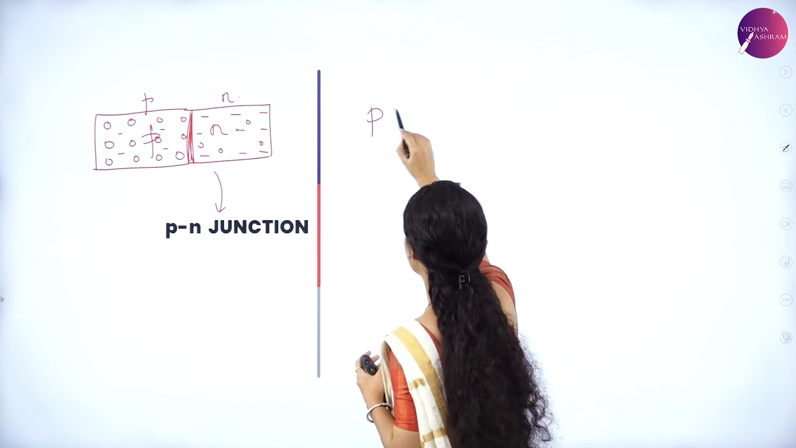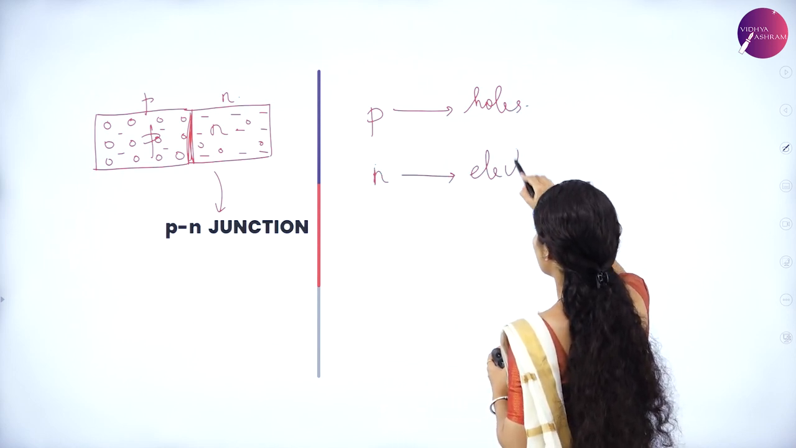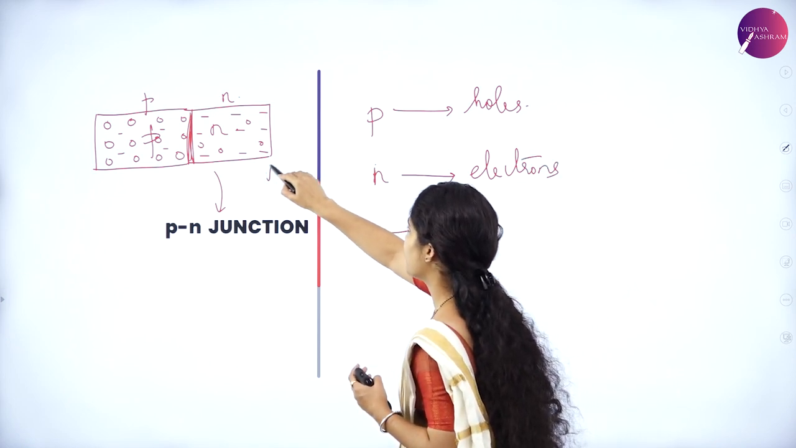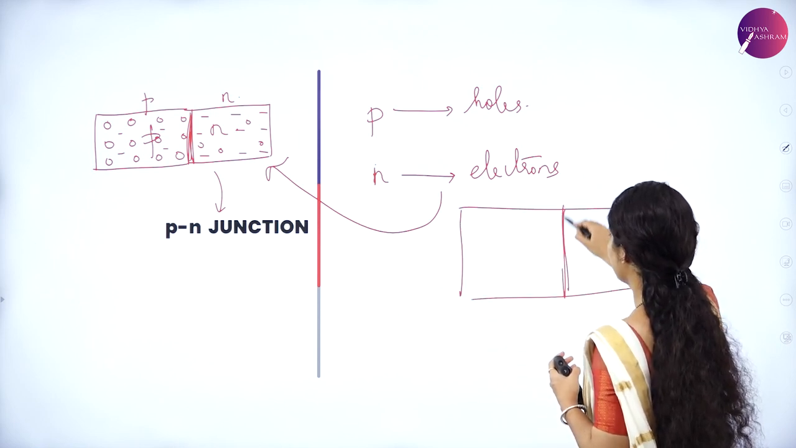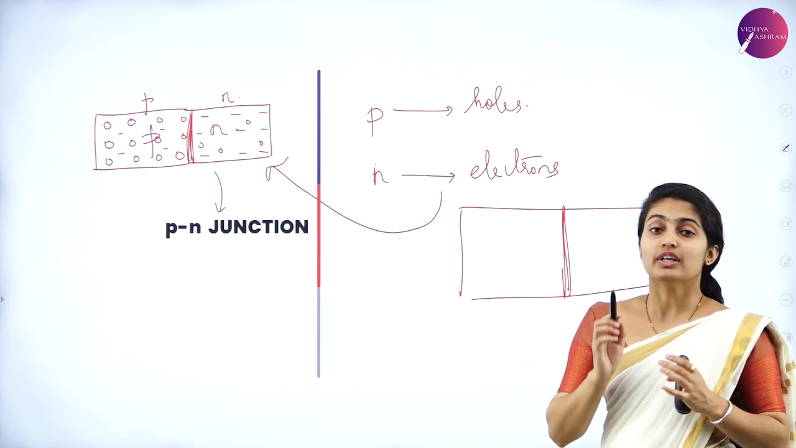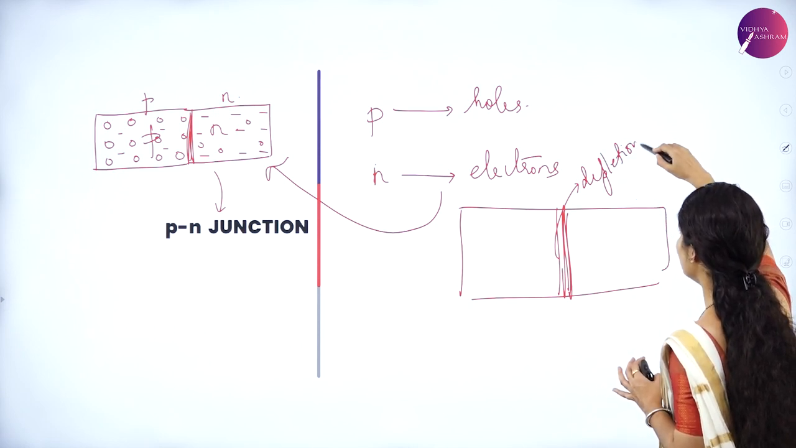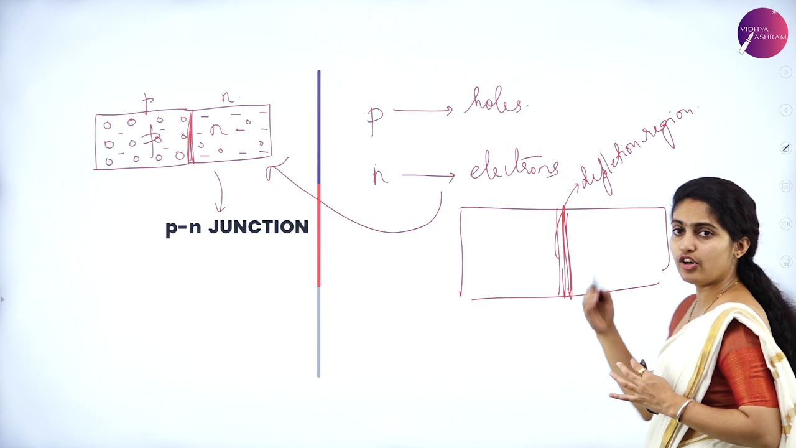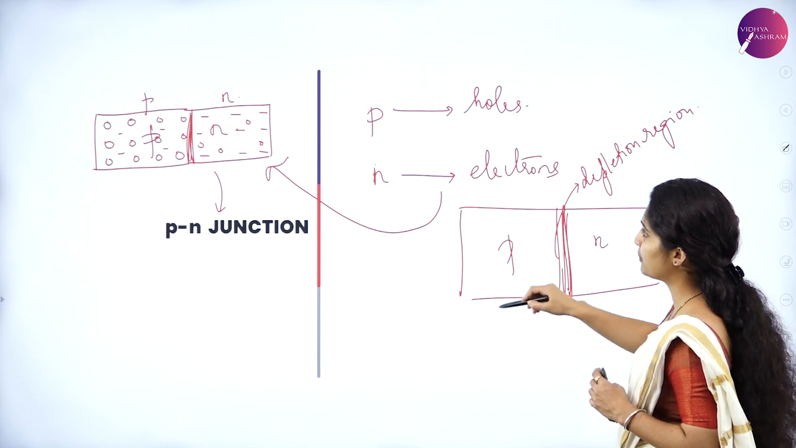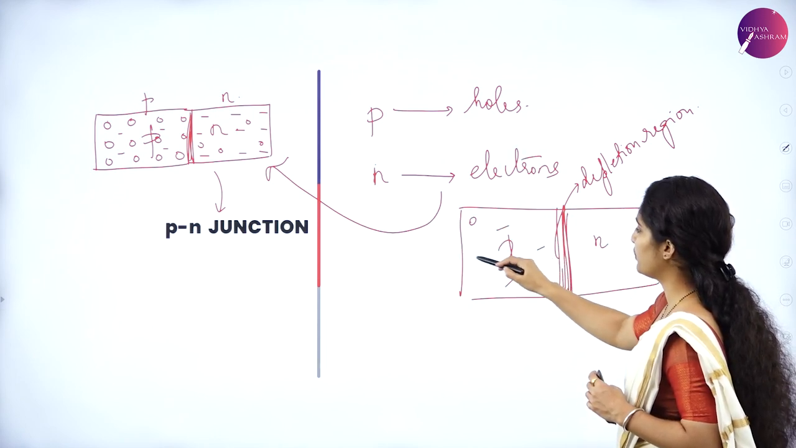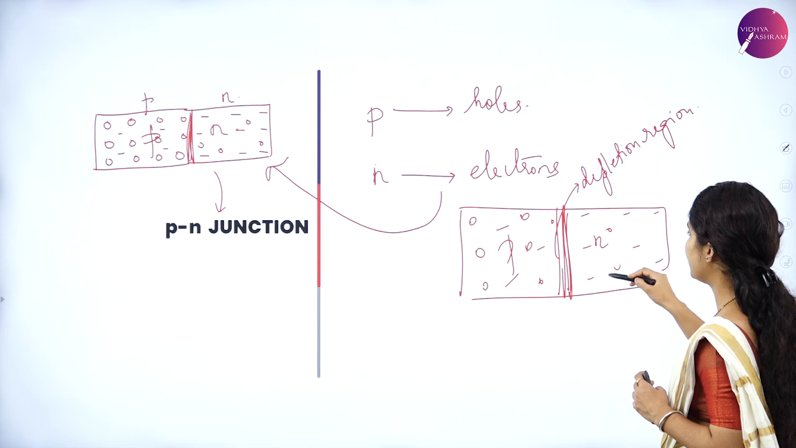I had clearly told you that in P-type, holes are the majority charge carriers. In N-type semiconductors, electrons are majority charge carriers, for which we have drawn a diagram over here. There is a junction between the two, and due to the biasing you will get to know there is a certain region called the depletion region. You will get to know its role in the next slide. In P-type, holes are more and electrons are the minority, and in N-type, electrons are more and holes are very few.